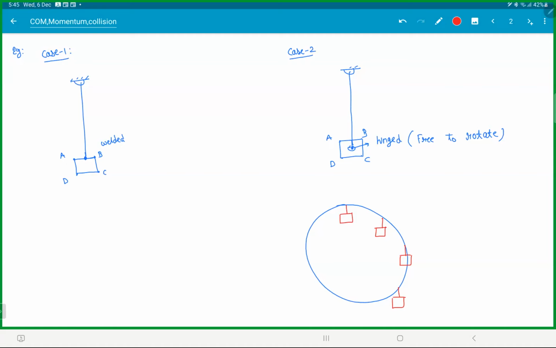Getting the difference? So that's the difference between welding and hinged. So this is like a cabin on a giant wheel. Now you tell me, which case is translation, which case is rotation?